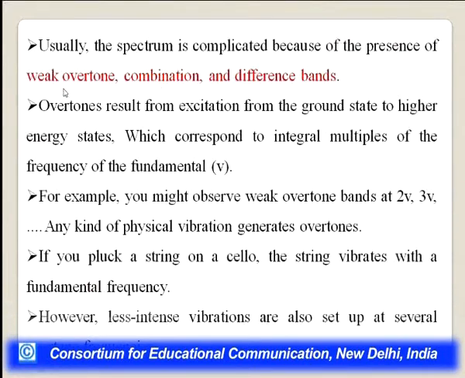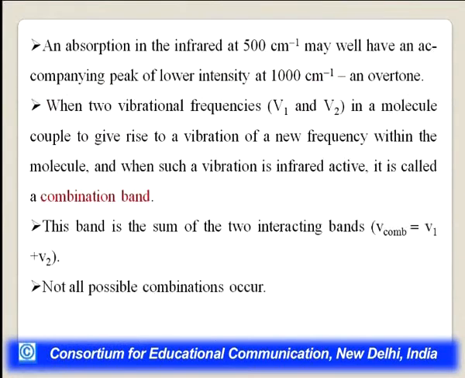So what are these? Overtones result from excitation from the ground state to a higher energy state, which corresponds to integral multiples of the frequency of the fundamental. For example, you might observe weak overtone bands at 2ν, 3ν frequency. Any kind of physical vibration generates overtones. If you pluck a string on a cello, the string vibrates with a fundamental frequency. However, you also observe less intense vibrations at several overtone frequencies. An absorption in the infrared at 500 cm⁻¹ may well have an accompanying peak of lower intensity at 1000.